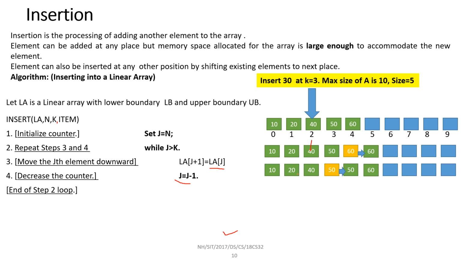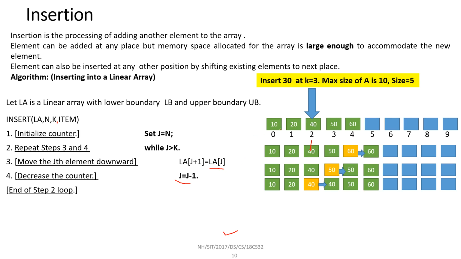Again, repeat that. J should be decremented by 1. 3 now becomes 2. Again, content in that place, 40. Move towards right side. 40 is placed here. 40, 50, 60 are all copied data. This is a copy. 40 is the old copy. We can alter it. So, increment the J value.